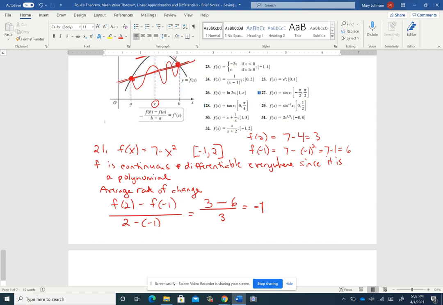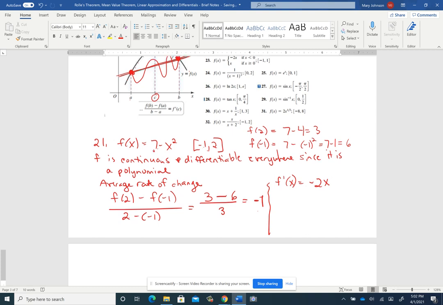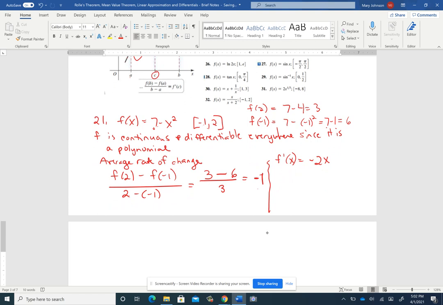You need to find this spot where the first derivative equals that. So what you're going to do now is the first derivative of the function. That would be -2x. The derivative of 7 is 0, and then bring the 2 down and it's -2x to the first. So find the derivative in general, and then find out where that equals -1.